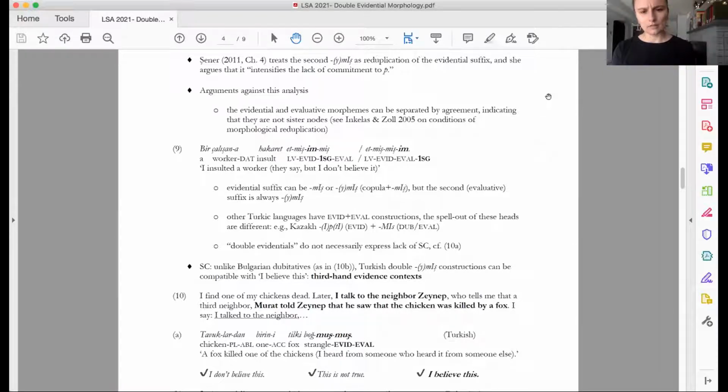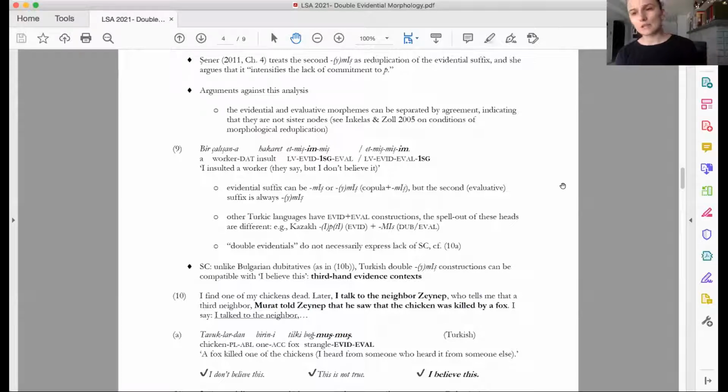I'm not gonna go over them in detail, but an important morphosyntactic evidence, which I think is pretty strong, that I would like to mention, is that there could be intervening suffixes between the two mishes in Turkish. So, for example, hakaret etmişimmiş, you can see that an agreement suffix can intervene between the two mish, indicating that this cannot be a case of reduplication. And there are other morphosyntactic pieces of evidence.